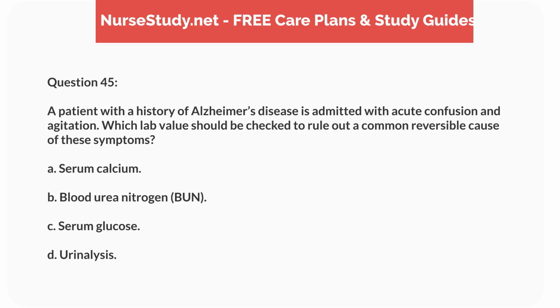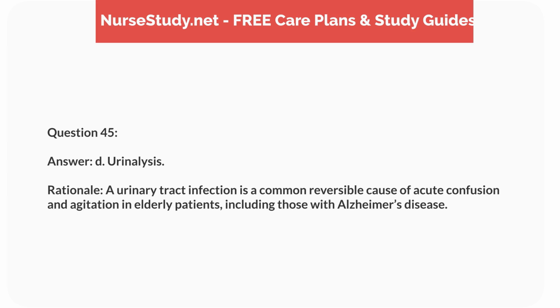Question 45. A patient with a history of Alzheimer's disease is admitted with acute confusion and agitation. Which lab value should be checked to rule out a common reversible cause of these symptoms? A. Serum calcium. B. Blood urea nitrogen, BUN. C. Serum glucose. D. Urinalysis. Answer: D. Urinalysis. Rationale: a urinary tract infection is a common reversible cause of acute confusion and agitation in elderly patients, including those with Alzheimer's disease.